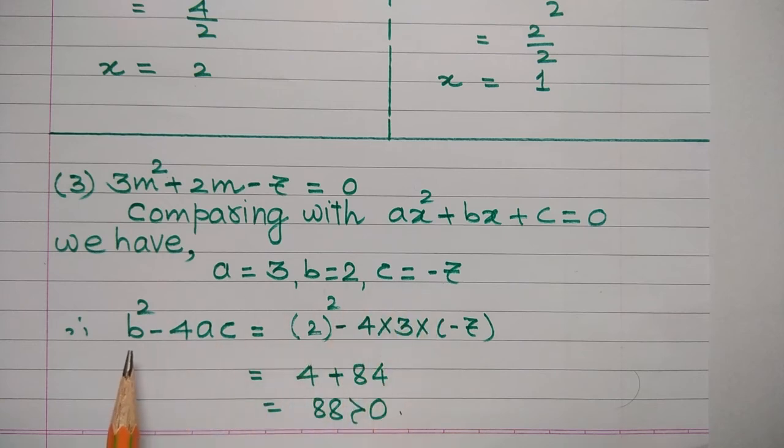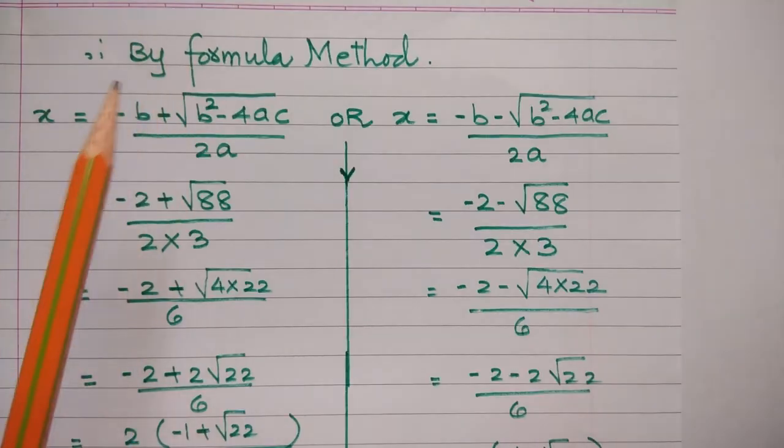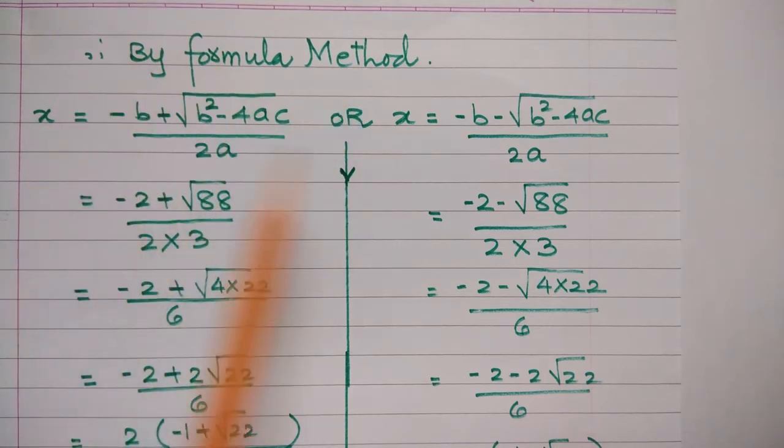So first of all find b square minus 4ac. b square minus 4ac is, value of b is 2, so it will be 2 square minus 4 into a is 3 and value of c is minus 7. 2 square is 4, minus of minus will be plus, 4 3s are 12, 12 7s are 84. 4 plus 84 is equal to 88. 88 is once again greater than 0. Therefore, by formula method, these are the formulas.